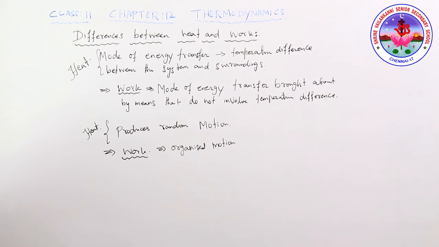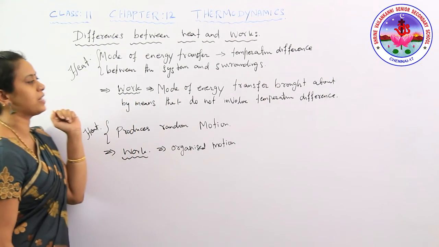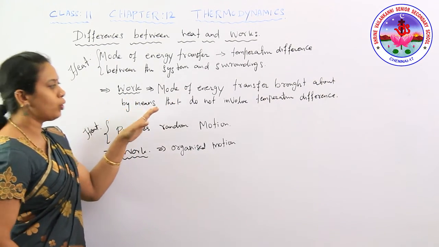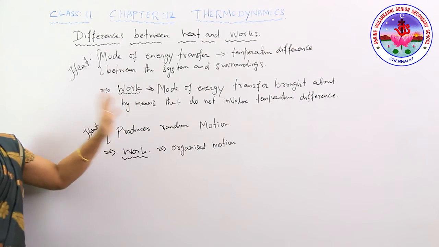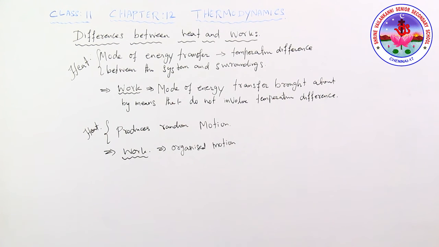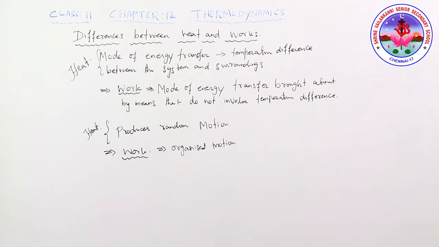See, heat is the mode of energy which is transferred because of temperature differences between the system and the surroundings. Whereas work is the mode of energy which is transferred by means that do not involve any temperature differences, right? Heat is the mode of transfer of energy that only produces random motion. Work produces organized motion. The motion is always organized in work, right?